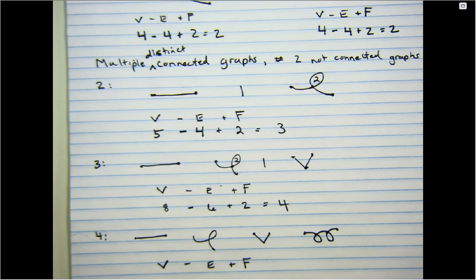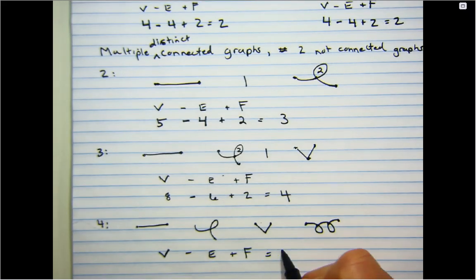Anybody have a number there? 5. Anybody see a pattern? The combined value always increases by 1. Mm-hmm. Yeah, it goes up by 1. We add another distinct graph into the plane, and it goes up by 1.